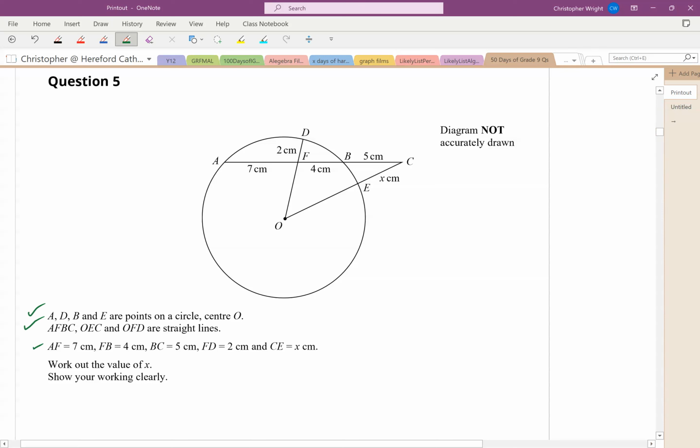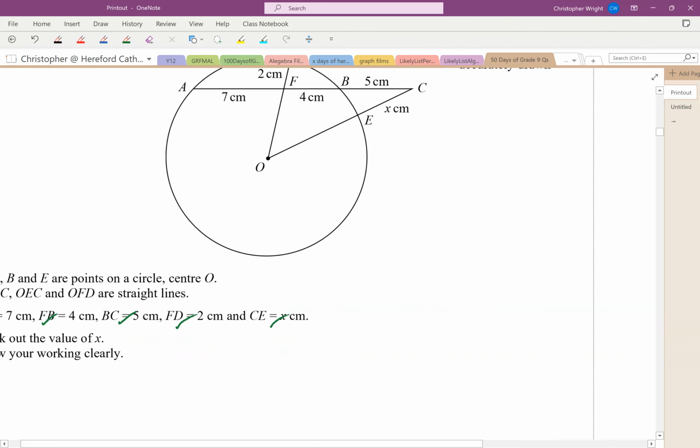AF is 7, that's marked. FB is 4, that's marked. BC is 5, that's marked. FD is 2, that's marked. And CE is X, that's marked. Find the value of X. Show your working clearly.